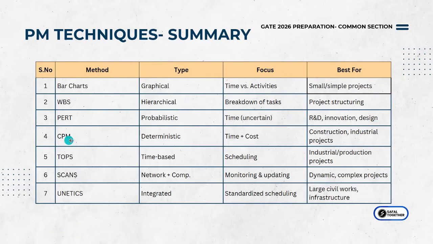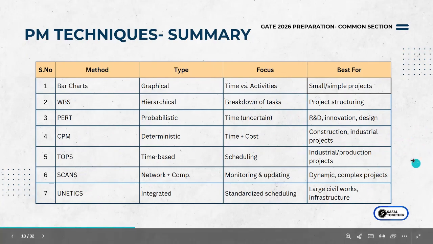CPM is critical path method, which is a deterministic model. You use time and cost, which is your focus. The construction and industrial projects, the reason that I've mentioned all of this is because these are all very repetitive. Okay. So anything that you want to repeatedly do and achieve perfection, CPM is a much better process or technique to follow. It's much easier that way too. Okay. TOPS, SCANS and UNETICS, these are just basic information that you can take a look at later.